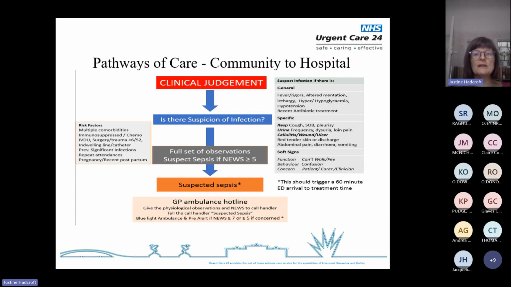investigation and management. And this is Liverpool's urgent care pathway. So use your clinical judgment. If you suspect infection and you think that there's sepsis, then ring the GP ambulance hotline, say sepsis, and somebody will get to the patient very quickly and take them into hospital.